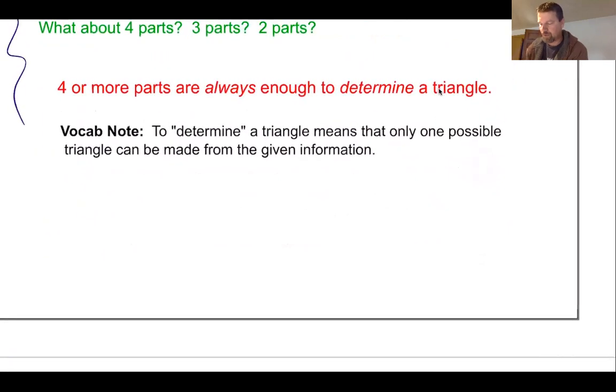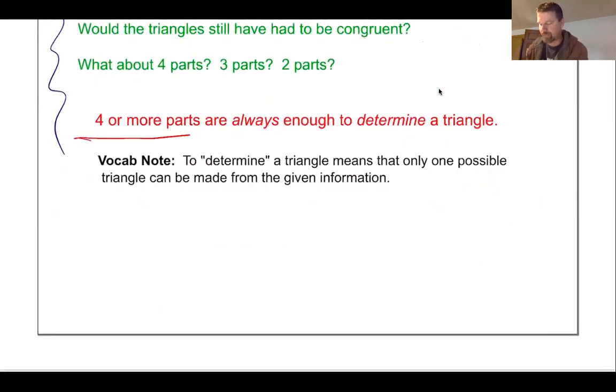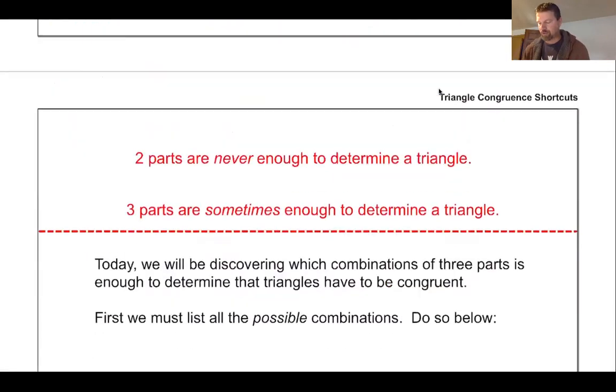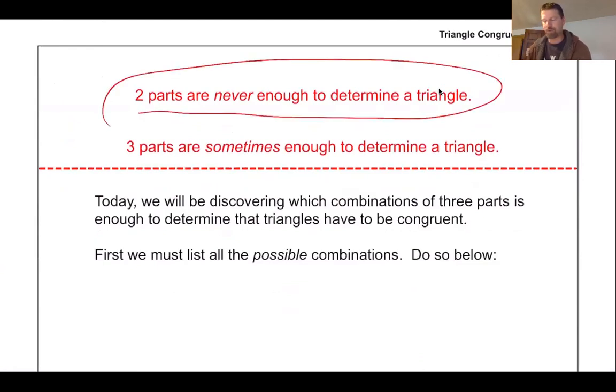So 4 parts are always enough to determine a triangle. That means there's only one possible triangle that can be made from that given information. 2 parts is never enough to determine a triangle. If you only have 2 parts congruent, you could have all sorts of different sized triangles. But 3 parts are sometimes enough. So we're going to focus on when we know 3 parts of triangles are congruent to each other and whether or not that'll force the triangles to be congruent.